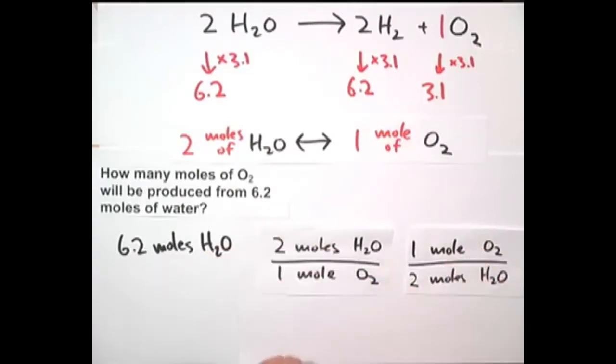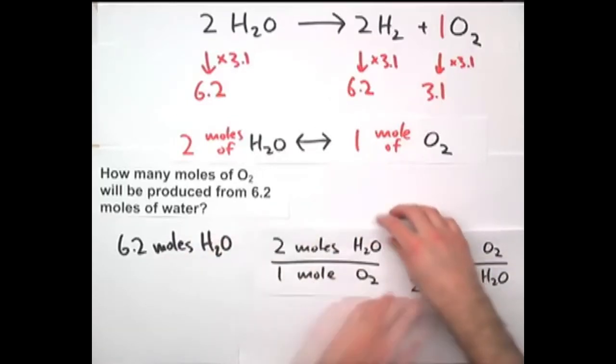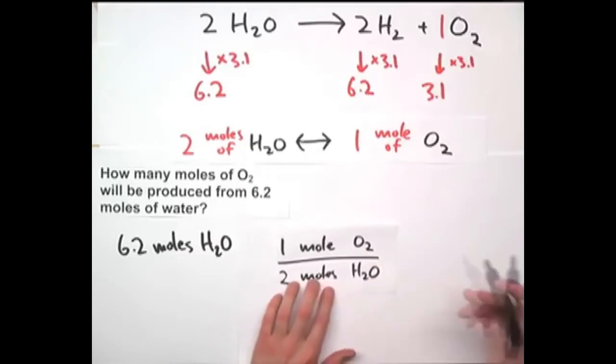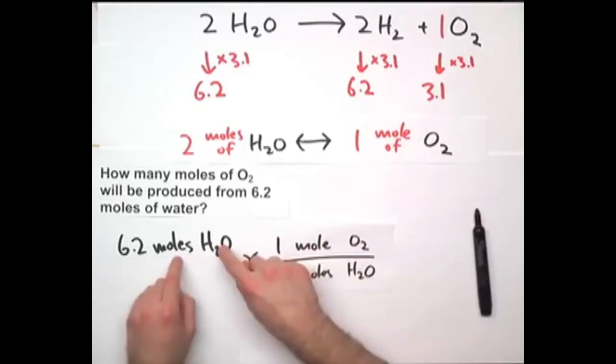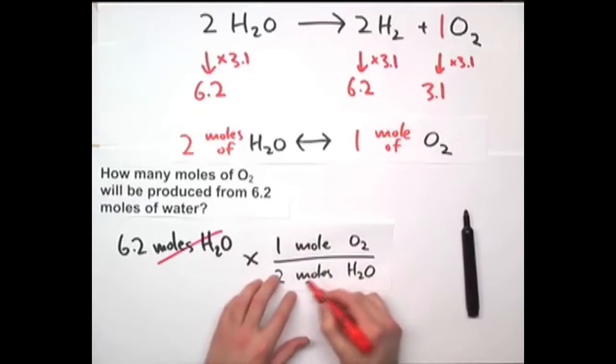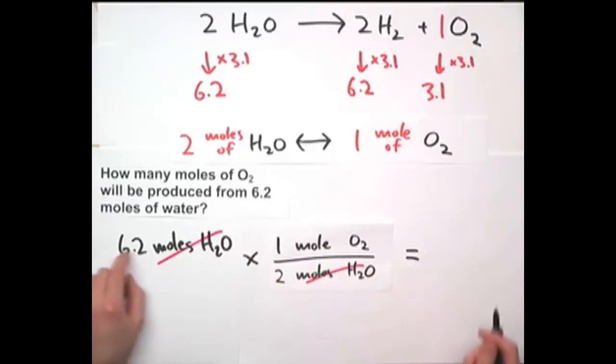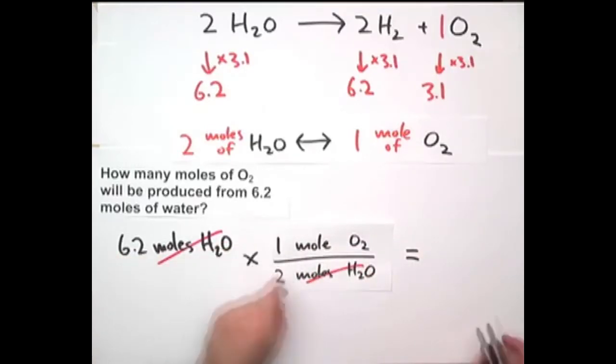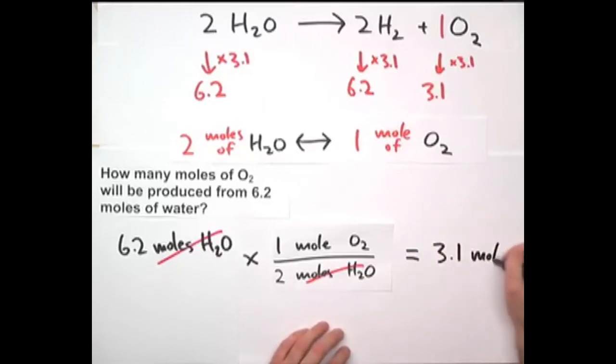They're both equally good. The one that I want to choose, though, is the one that I can multiply by this and cancel out moles of H2O. That's going to be the one that has H2O on the bottom, because it's on the top over here. So I'm not going to use this one. I am going to use this one. I'm going to multiply it here. And now I have H2O on the top, H2O on the bottom, so they cancel out. And when I do this math, I'm going to do 6.2 times 1 divided by 2 equals 3.1 moles of O2.